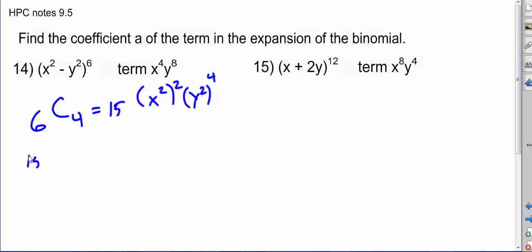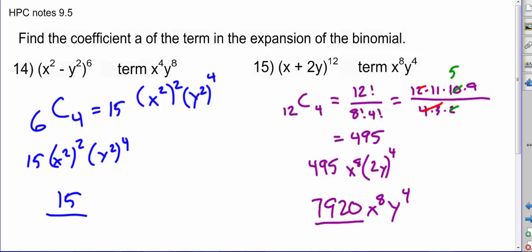And so we would have 15 times x squared to the 2nd and y squared to the 4th. Now this just asks for the coefficient, so our answer is 15. Why don't you try number 15 on your own? All right, you can see my work on number 15. The coefficient there, all they're actually asking for, would be 7,920.